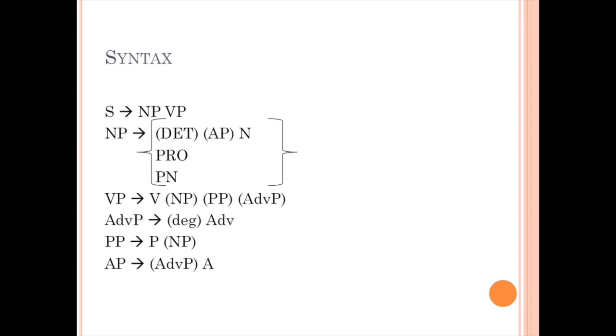But it must include either a noun, a pronoun, or a proper noun. We know that a verb phrase must have a verb, but that it could also include a noun phrase, a prepositional phrase, or an adverb phrase. We know an adverb phrase must have an adverb, but could also include a degree adverb. We know a prepositional phrase must have a preposition, but could also include a noun phrase. And we know that an adjective phrase must contain an adjective, but could also include an adverb phrase. This is very incomplete, and you can probably see tons of examples of sentences that it does not describe. It's a start in sentence rules.